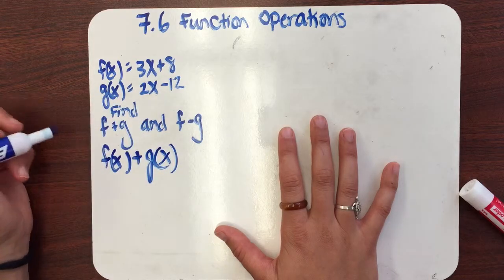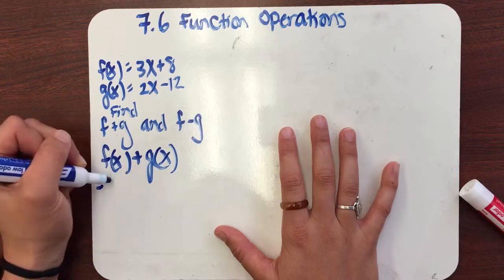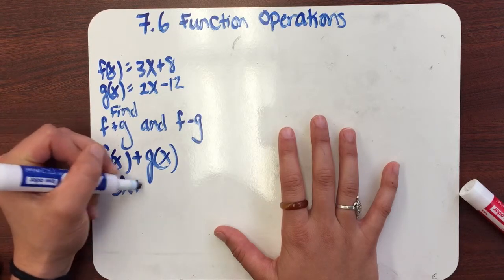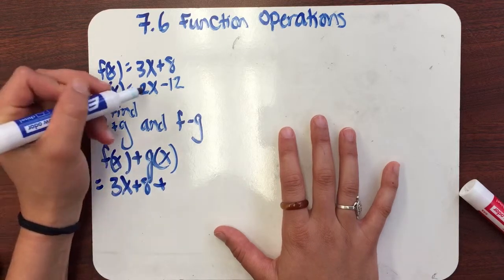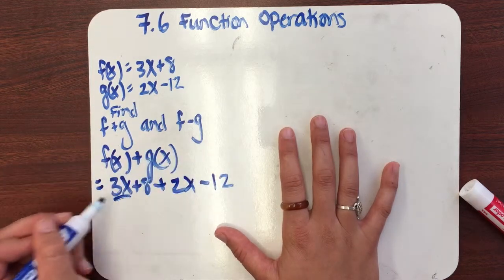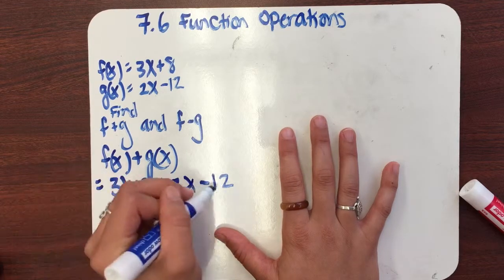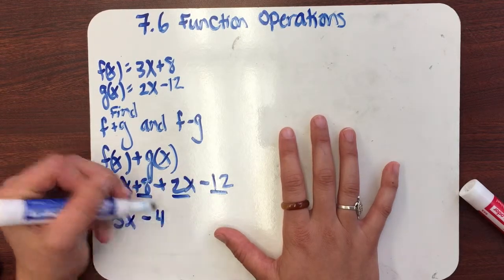So we're going to plug in. So we do f of x is 3x plus 8. So instead of f of x, we write 3x plus 8. And instead of g of x, we write 2x minus 12. And then we combine our like terms. 3x plus 2x is 5x. 8 minus 12 is negative 4.